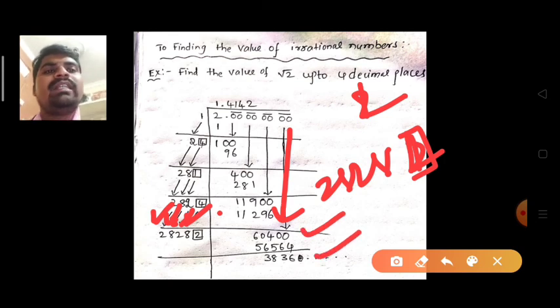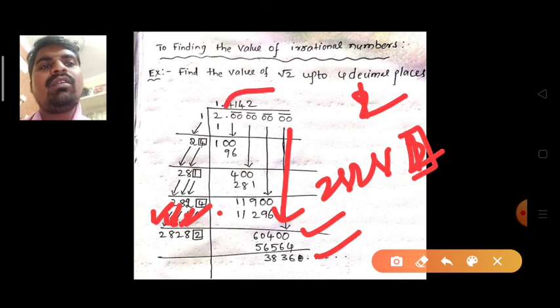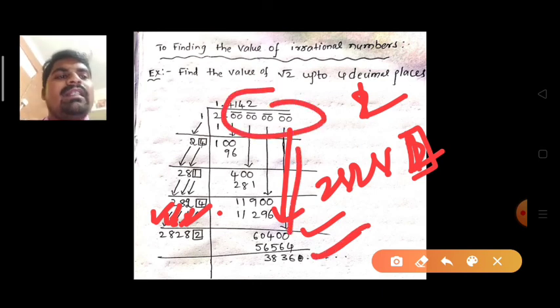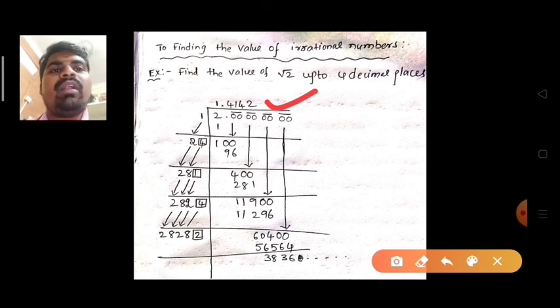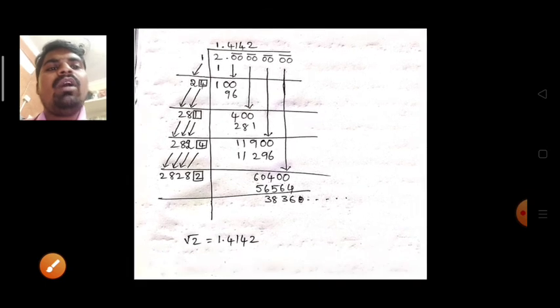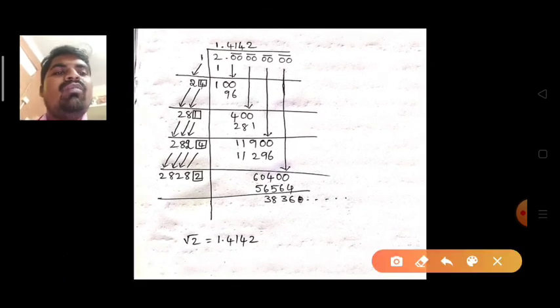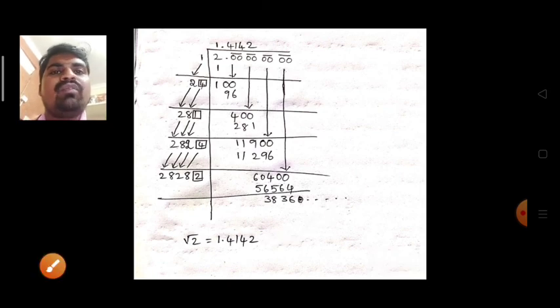Just here asking up to 4 decimals, so all are completed here. So what is the final answer? What is the quotient? That is the final answer. So what is the answer? 1.4142. It is the approximate value of root 2 up to only 4 decimals. This is the process to find the value of the irrational numbers.